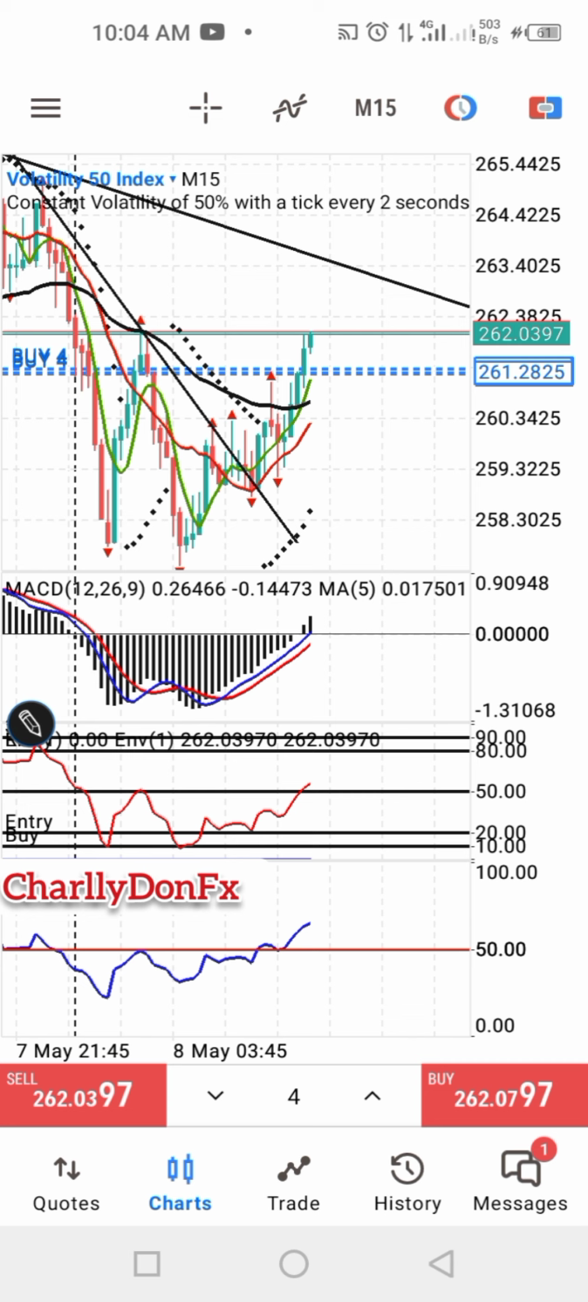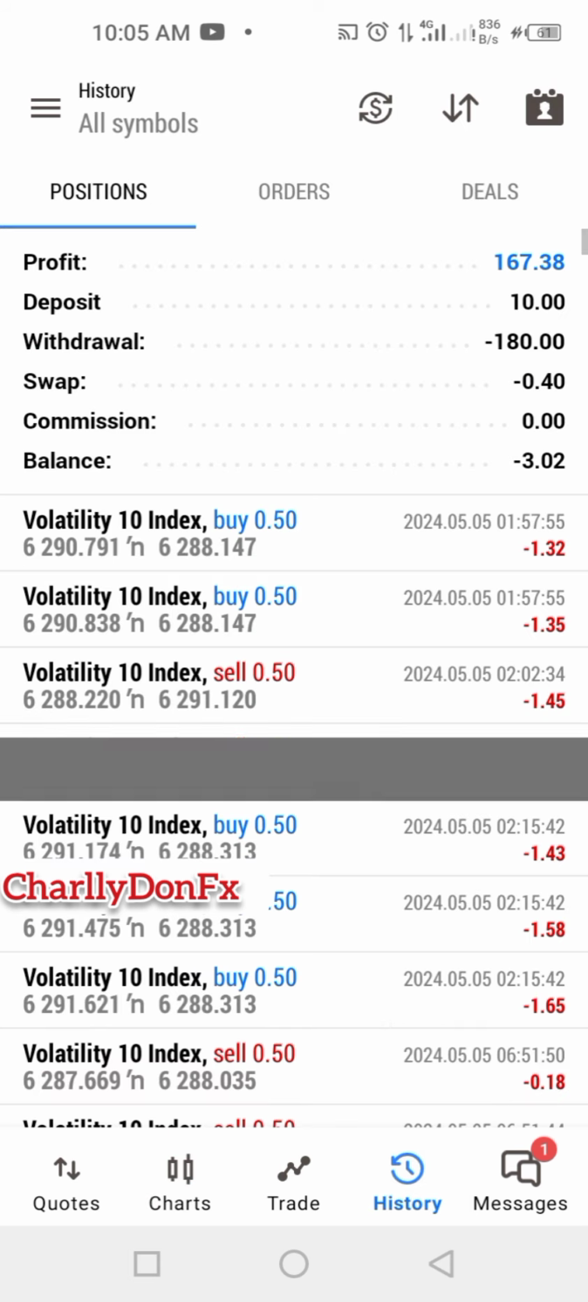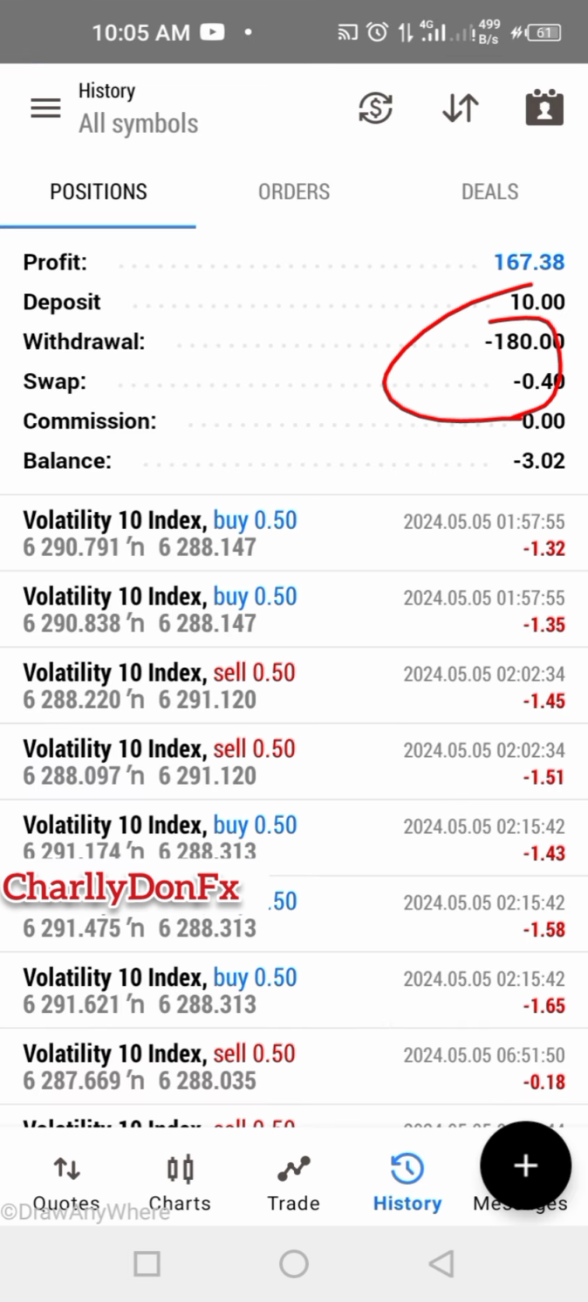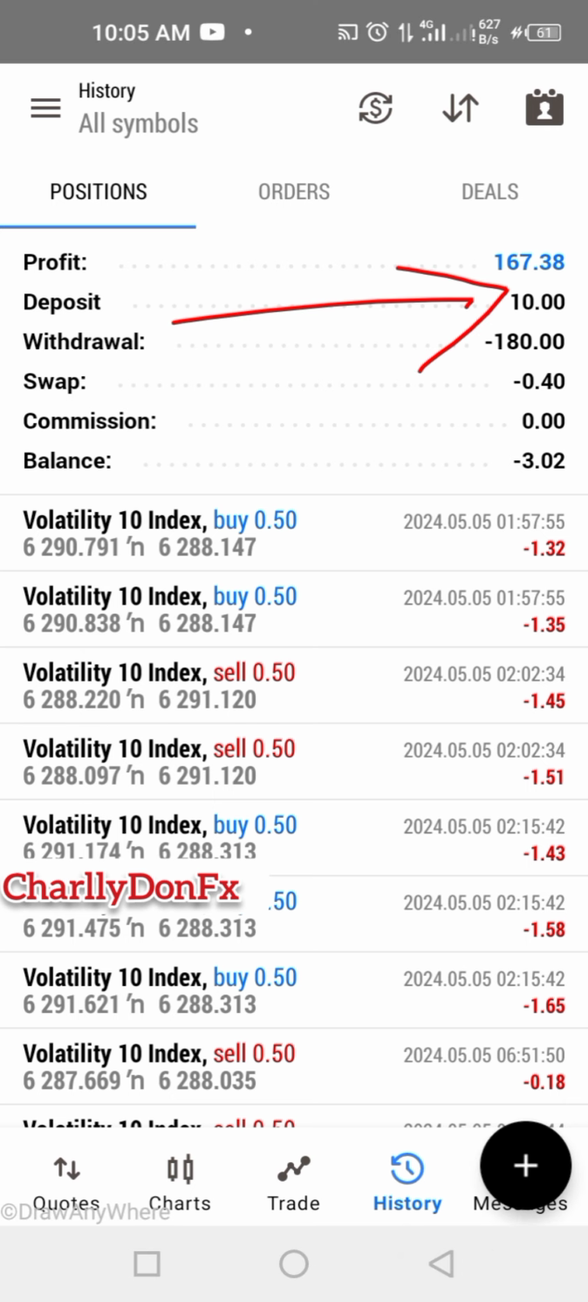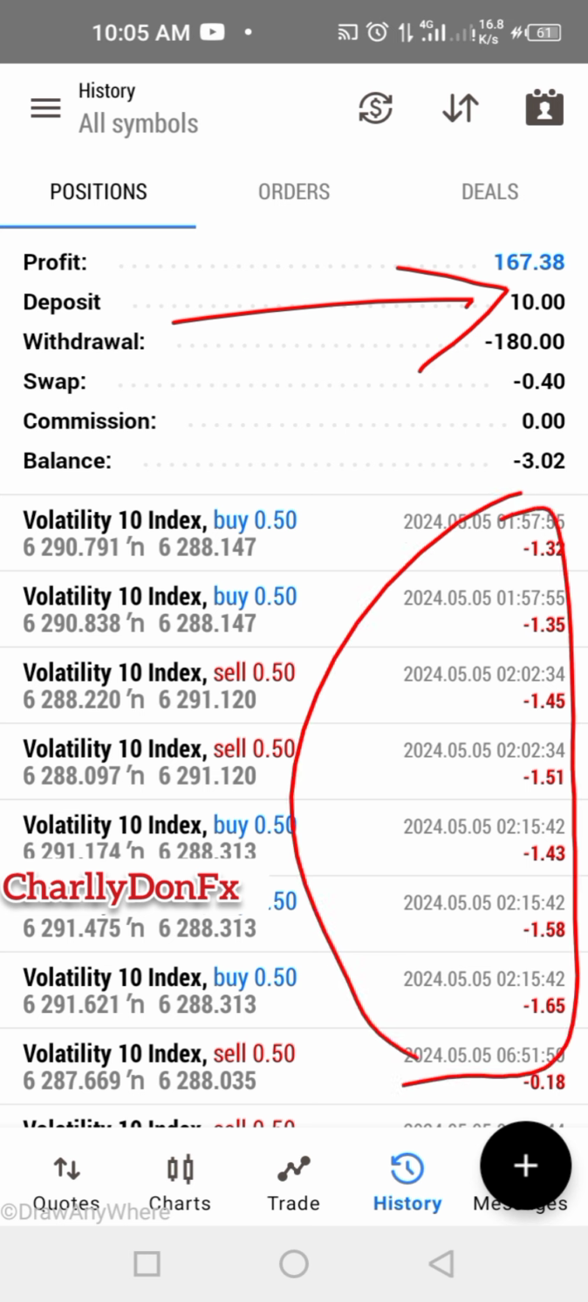In 2 days, I generated close to $300. And yeah, as of yesterday, I made a withdrawal of $180. How much did I deposit? Just $10. You might be looking at these losses. Yes, they are little amounts of money, but the result speaks for itself.